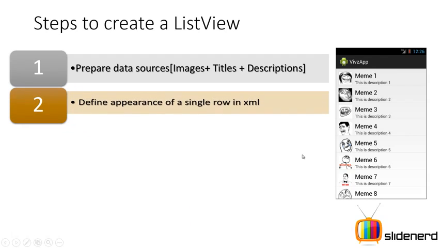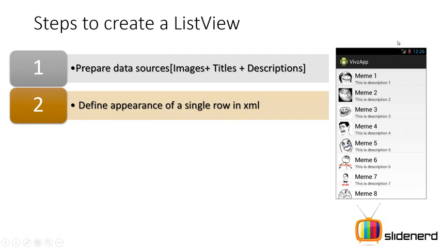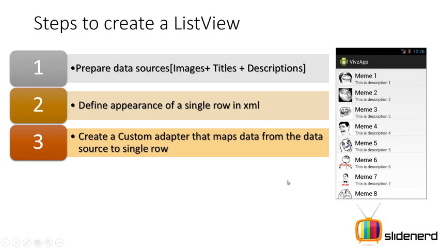Step 2. Define the appearance of a single row. Now remember, our single row structure, which is this one row over here, has to be defined, which includes this image view, this text view, and this other text view that contains the description, right? So that has to be defined in a separate XML file. Step 3. Create an adapter that is going to pick data from your XML file and put it inside this structure over here, which is nothing but your base adapter.